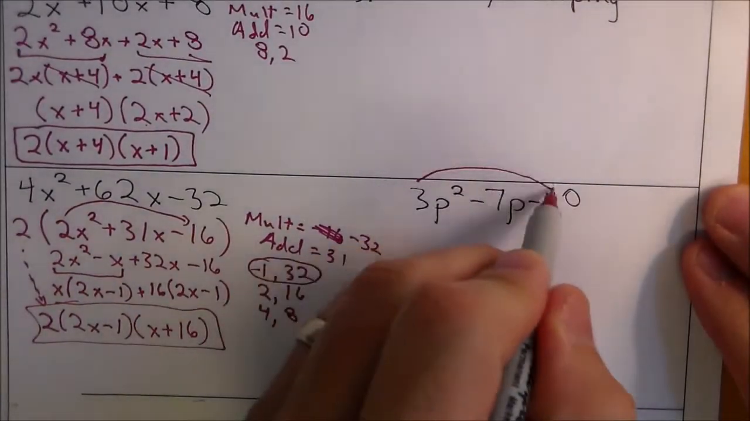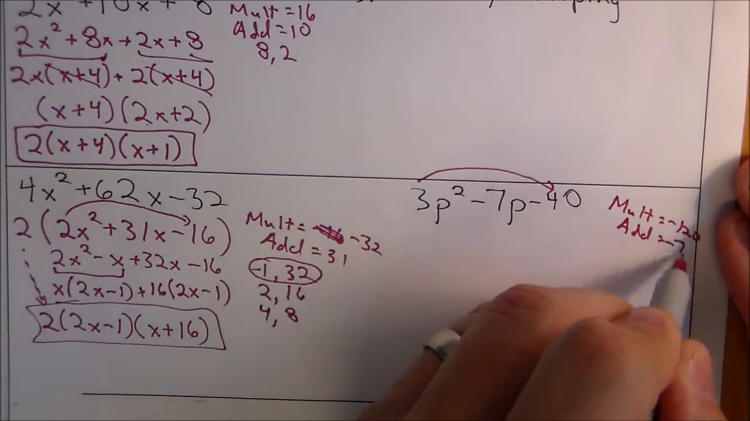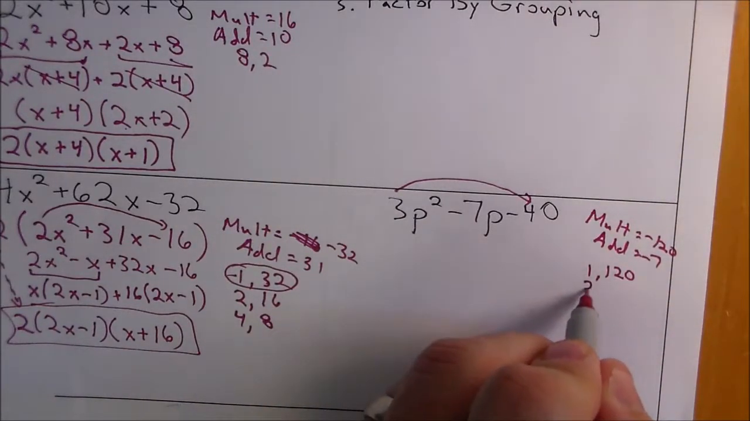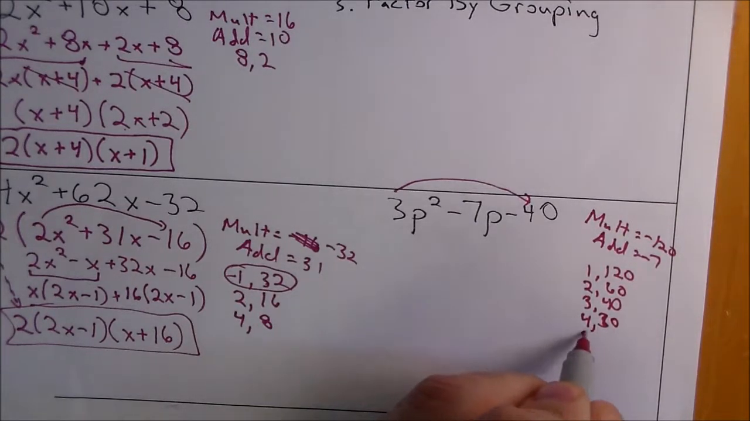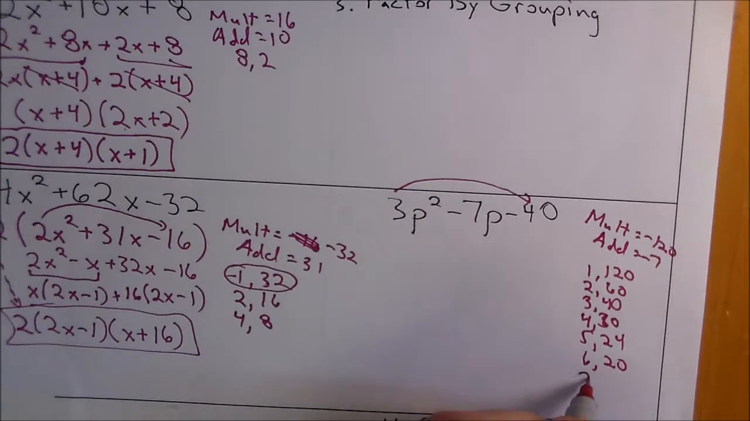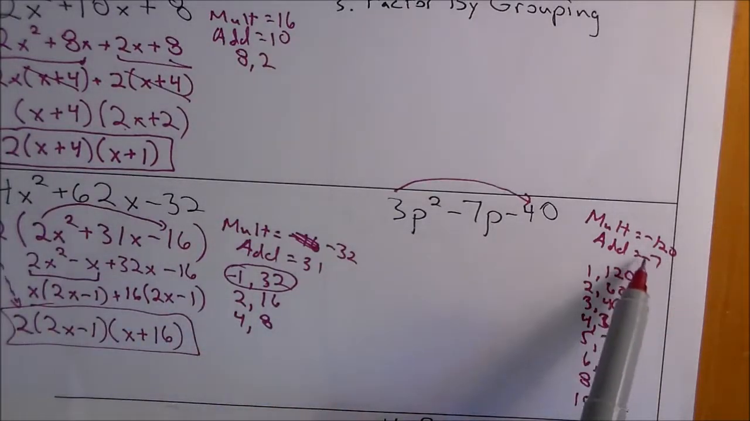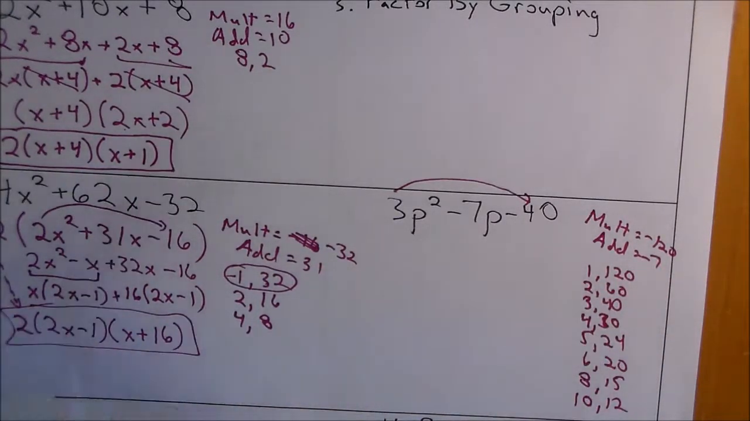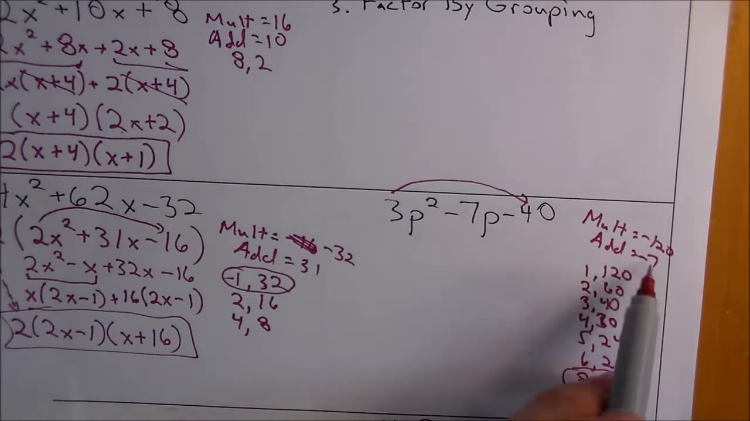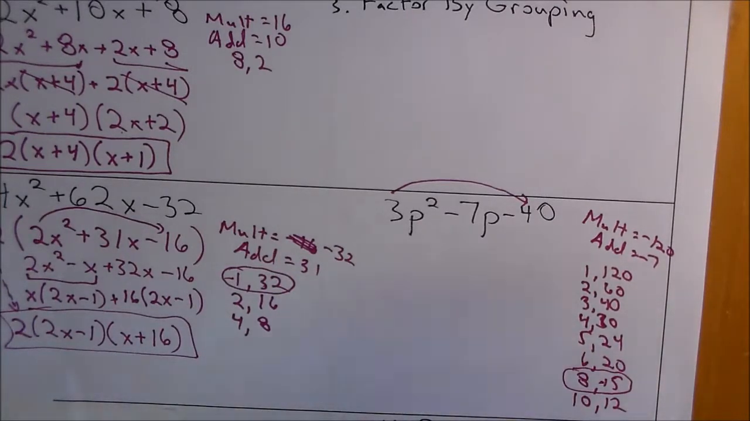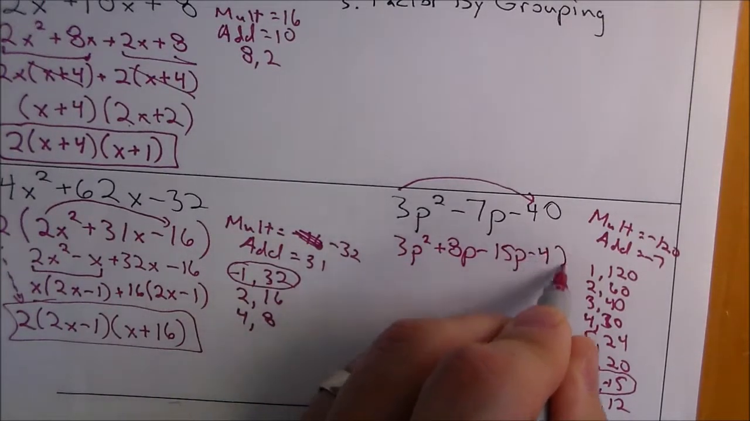On our next one, 3 times negative 40 multiplies to negative 120, and I need that to add to negative 7. So my factors of 120, there's a lot of them. I'm looking for, if it's negative 120, one of them has to be negative, but it has to add to be a negative 7. So I'm going to think, which one of these are 7 apart? These two are 7 apart. This is a difference. And a negative 7 means I want the 15 to be bigger. So I'm going to go negative 15. So we'll go 3p squared plus 8p minus 15p minus 40.